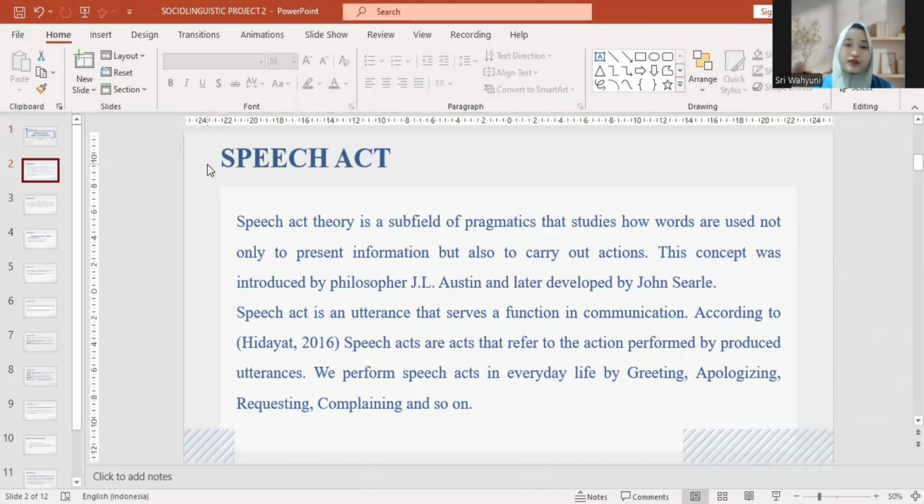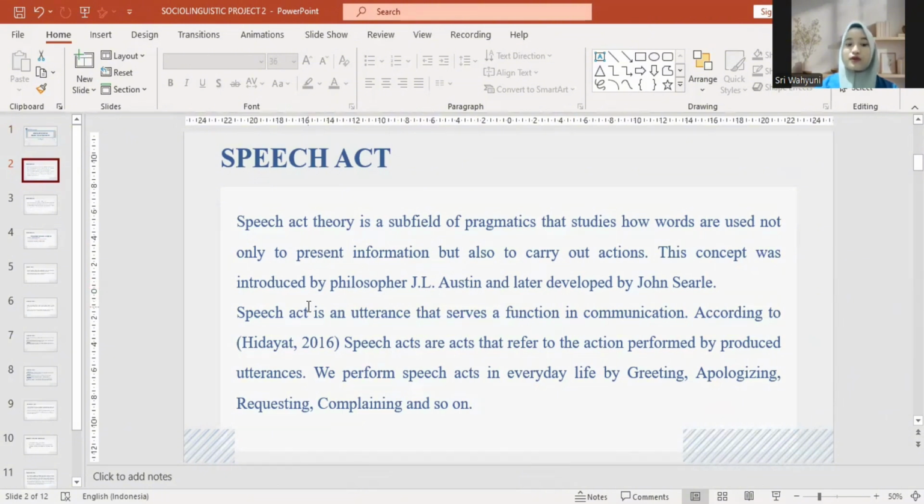Speech act theory is a field of pragmatics that studies how words are used not only to present information, but also to carry out action. So, it means that when we learn about speech act theory, we can find out that speech not only serves to convey information, but can also serve to perform actions. This concept was introduced by philosopher J.L. Austin and later developed by John Searle.